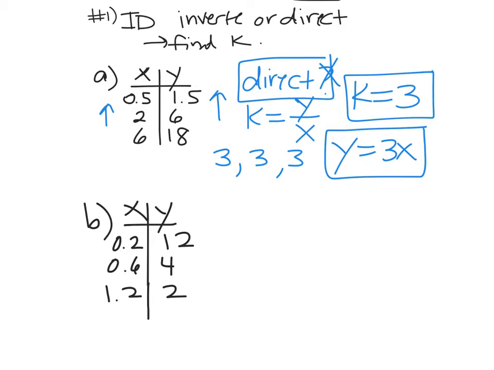All right, take a look at the X values. As we go down the column of X values, we go 0.2, 0.6, 1.2. These are going up. And the Y's are 12 to 4 to 2. They're decreasing, they're going down. So this is not a direct variation. This is possibly going to be an inverse. What else could it be?